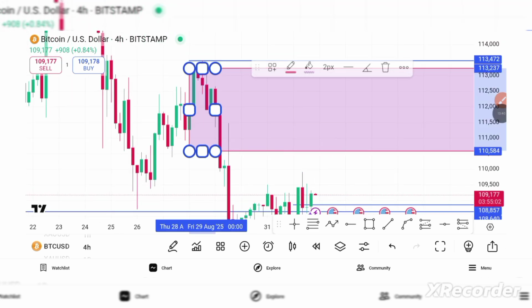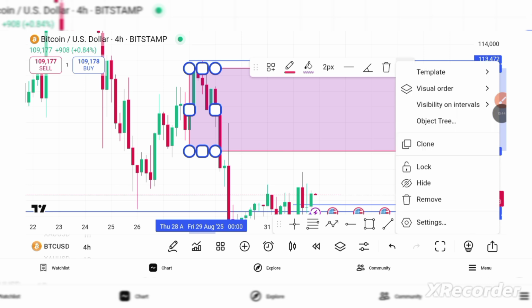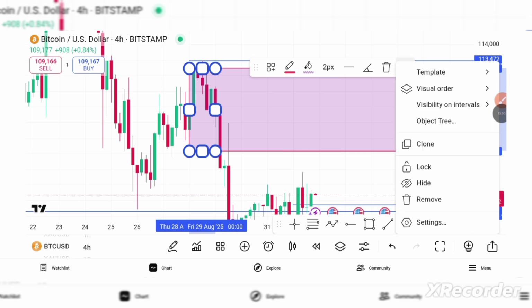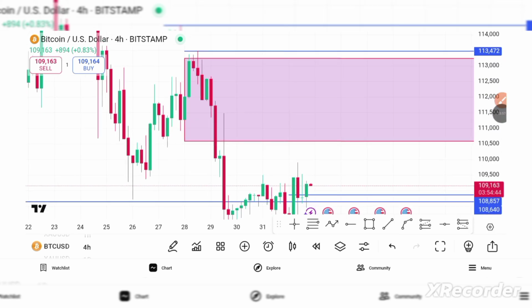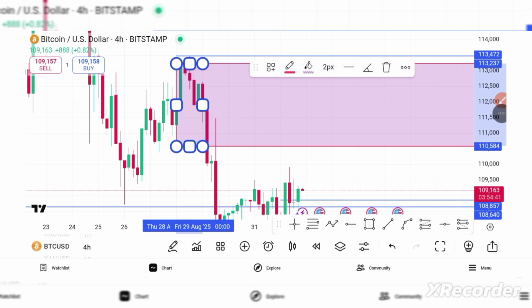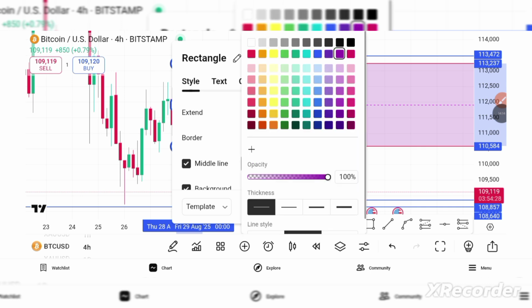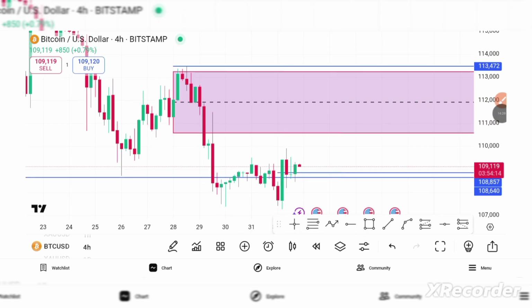This is what I see on BTC USD. So if you are ready to buy on BTC USD, do your analysis very well before you take a buy, because BTC USD can do anything at any time. It is volatile, very, very volatile.